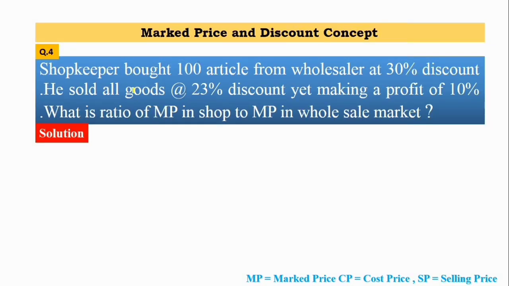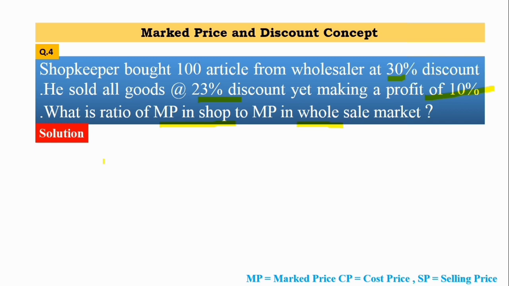Now we'll look towards the fourth problem. A shopkeeper bought 100 articles from a wholesaler at 30% discount. He sold all articles at 23% discount, making a profit of 10%. What is the ratio of market price in the shop to the market price in the wholesale market?